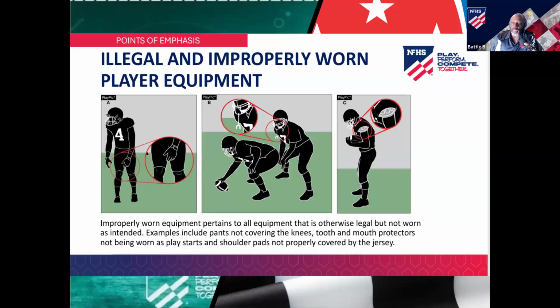And not being worn, let me see, I'm sorry, lost my place. And shoulder pads not properly covered by the jersey. It's just easy to fix. A lot of these things are easy to fix and don't require an official timeout: put the mouthpiece in your mouth, cover the shoulder pads, pull your pants down. Those things that we can fix just by giving verbal communication are what we call preventive officiating.